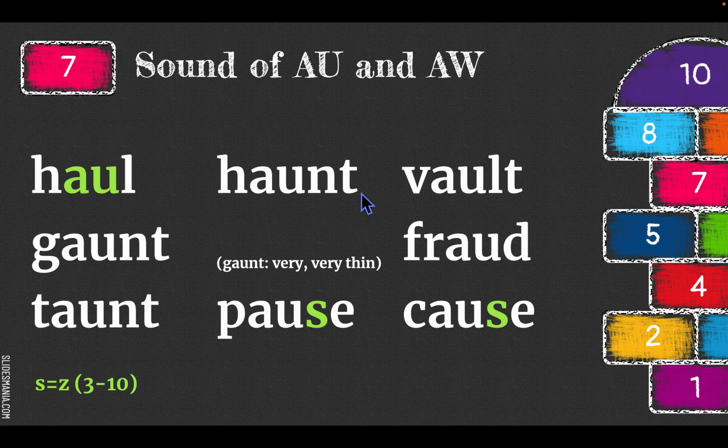Haunt, vault, gaunt. Gaunt means very, very thin. Fraud, taunt. Taunt means to make fun of. In both of these words, the S is going to use its second sound of Z, covered in Level 3, Lesson 10. Pause, cause.